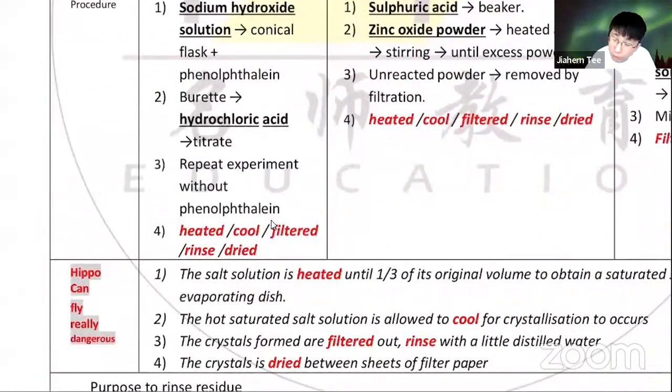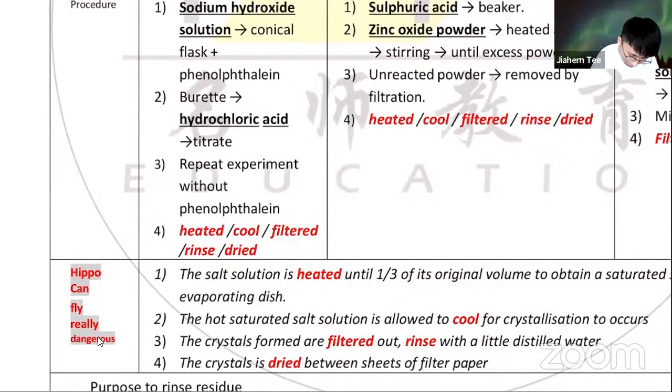Then of course, when you produce your soluble salt, because this salt you produce here is a soluble salt, what happened to it? Sometimes they want you to collect a dry sample. So a dry sample means what? It means you have to heat, cool, filter, rinse, and dry. So what's the meaning of heat, cool, filter, rinse, and dry? You can see I usually use these five words to memorize: hippo can fly really dangerous.